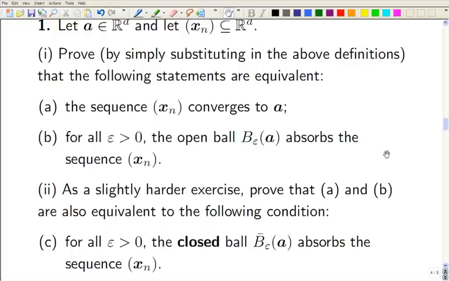So your task in part 1 is simply to substitute in the definition of B epsilon of A absorbs the sequence and read off the fact that it's come out to say exactly the same thing as the definition of sequence convergence. That's all you have to do. So if you substitute in correctly the definition above for B epsilon of A absorbs the sequence, you should find that it says exactly the sequence converges to A using the other definition you have above. So just look on your question sheet, substitute in the definitions, and see how quickly you can do that. I'll pause the recording there, and we'll come round and see how you're getting on.